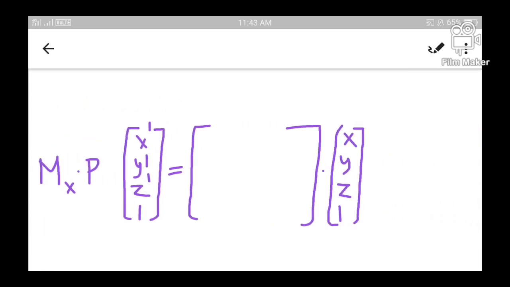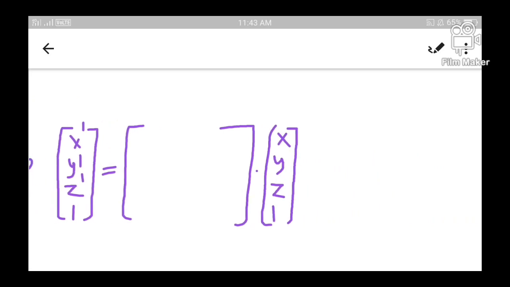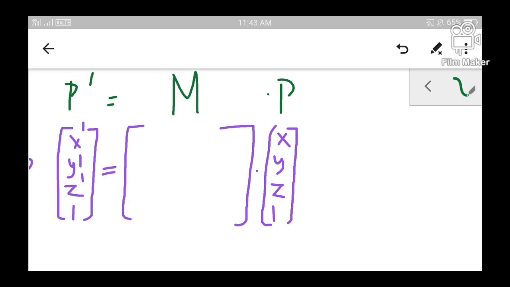The homogeneous matrix for reflection about x-axis can be written as, this represents P dash and this represents P, and we need to find the value of Mx. So what should be the value of Mx such that when Mx is multiplied by P, you will get the value of P dash. As I have already told you in previous videos, whenever you multiply each row of transformation matrix with the column matrix, you will get the values of x dash, y dash, z dash and 1.